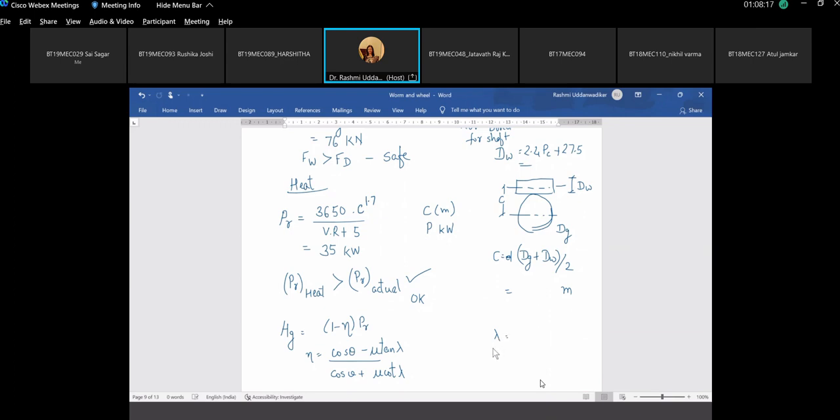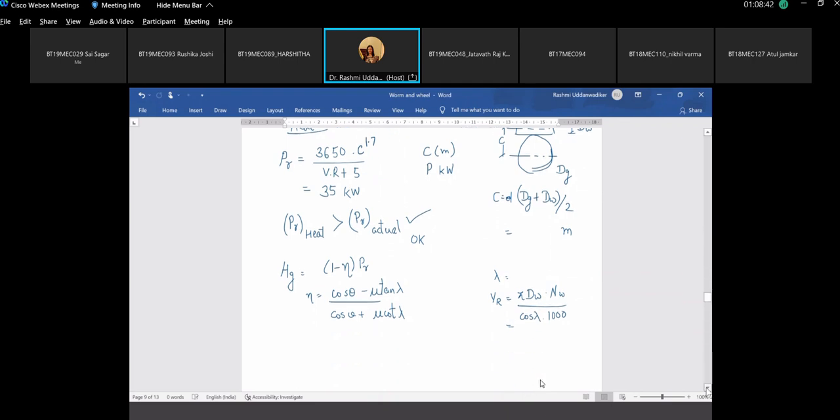For getting the value of mu, we first have to find the value of rubbing velocity Vr, which is pi times dw nw cos lambda upon 1000. Get this value of Vr in meter per minute. From this Vr, give me the value of mu.